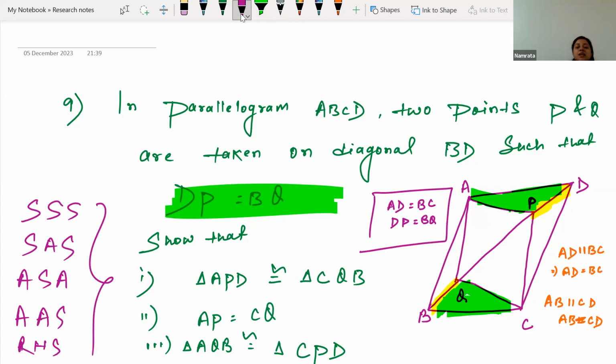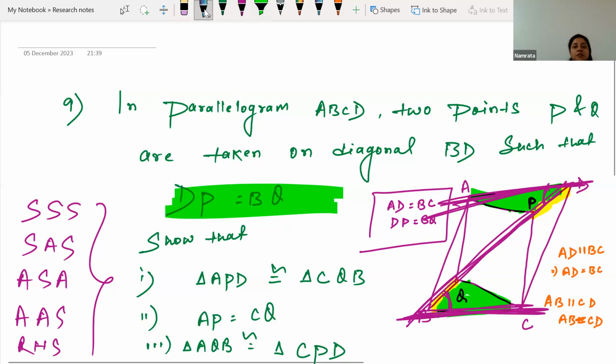Since AD and BC are parallel, since this line and this line are parallel, can we say this looks like a transversal, and this angle and this angle will be the pair of alternate interior angles? Let's see whether it is working or not. After taking these two angles, are we able to get any criteria? Like which criteria is getting fulfilled from here?